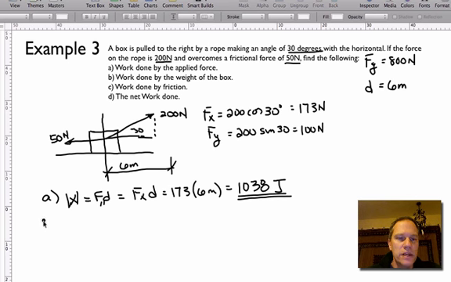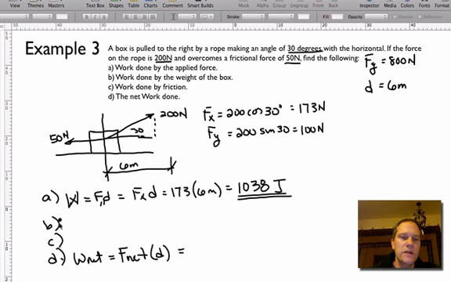So what I'd like you to do is see if you can then finish off parts B, C, and D. Remember that the net work is equal to F net times D. So see if you can do B, C, and D and submit those on the form below.